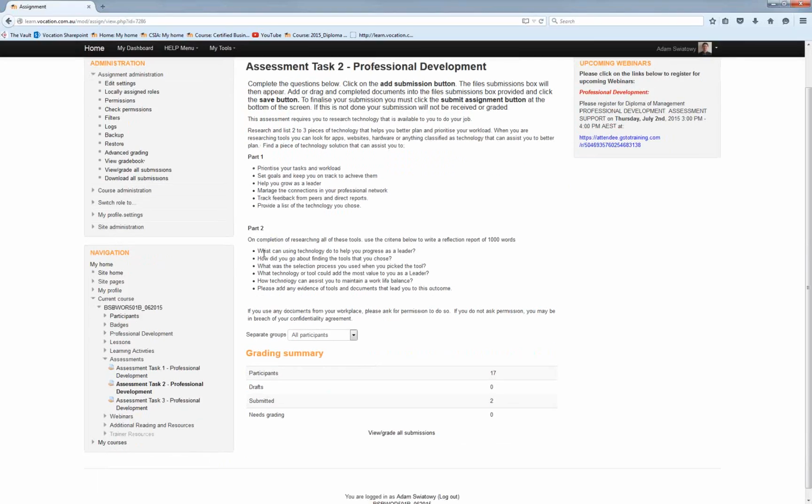Now in part B, what I'm looking for is a 1,000 word report, which will cover those 6 questions. So to set this one up, what you can do is also just copy each of those 6 dot points onto your page, and then under each dot point, you can place your answer. You've got 5 or 6 questions there to hit up for 1,000 words. Again, questions similar to the previous one. What using technology can help for you to progress as a leader?